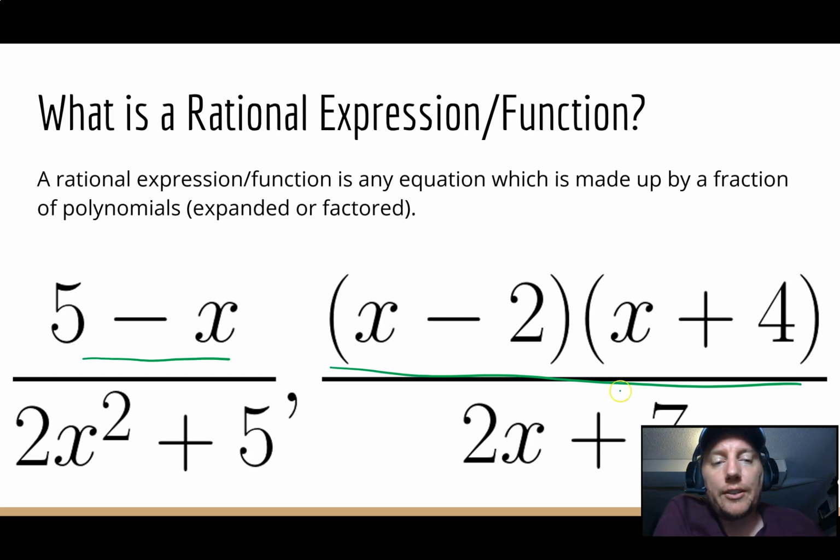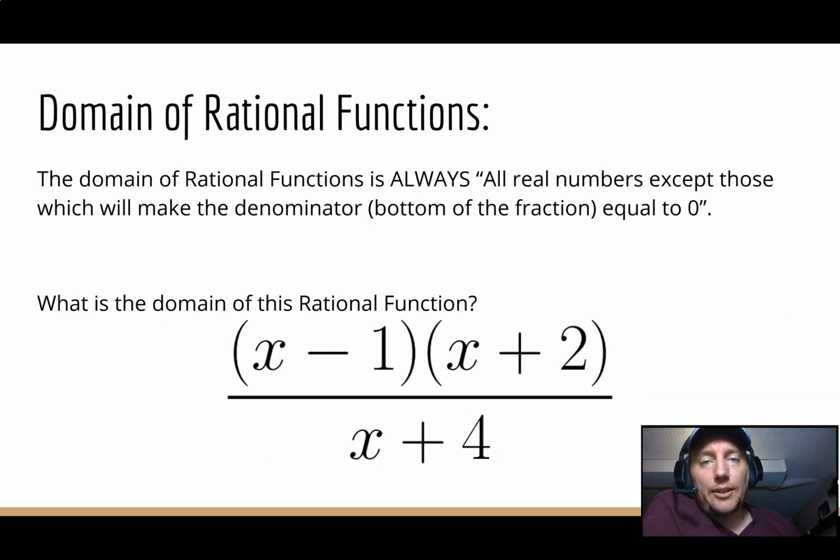Also, looking at this, that should be a 7 down there. I know it's blocked by my video. But these are both rational functions. They just look a little bit different because one of them's factored, one's not. So largely what we're going to do with these is factor the top and bottom and see what we have. So let's take a look.